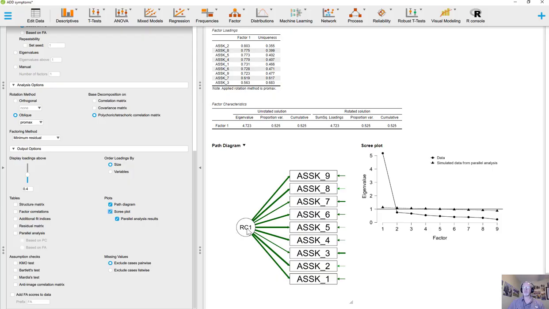Now, what does that mean? And why is it that the arrows go from this circle over to the items? The circle represents the idea that ADHD is a latent construct. Let's give it a name that makes more sense. ADHD usually has two components, inattention and hyperactivity. Those two can combine, but let's assume that these symptoms are inattention symptoms. That fits with the first item. So imagine that you have this construct called inattention.